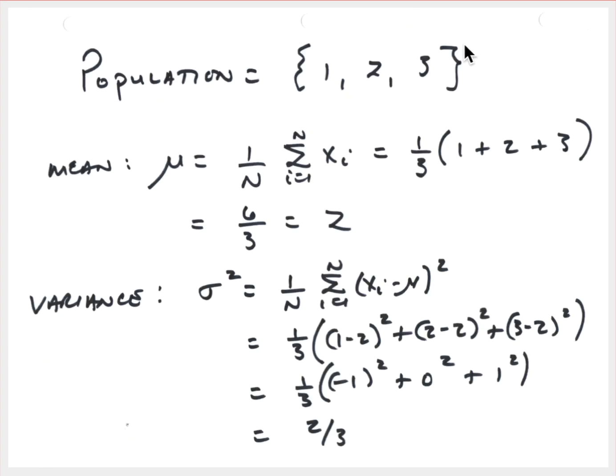think about having, let's say, 3 slips of paper, and on one slip we put 1, on another slip of paper we write 2, and on the third one we write 3. And we put these slips of paper into a hat, and we shake it up, and we select a random sample of size 2 from this population.